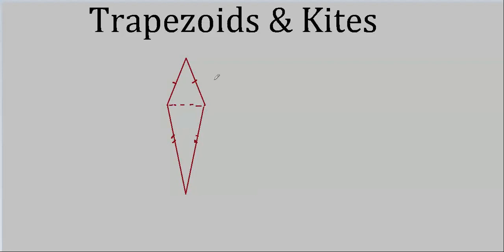So is there anything stopping this side from being congruent to this side? Well, no. But if you did that, you'd have a rhombus, wouldn't you? Because all the sides would be congruent. So, a rhombus is also a special case of a kite, isn't it?